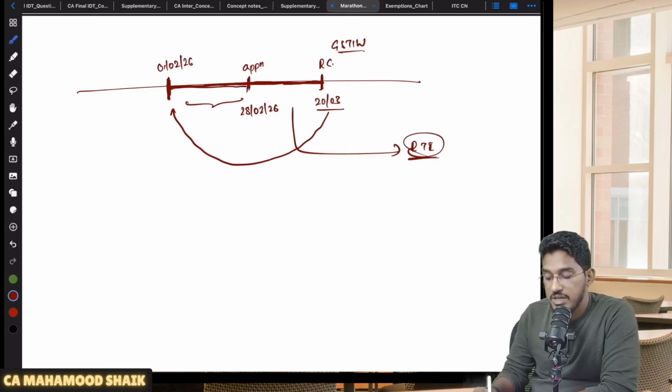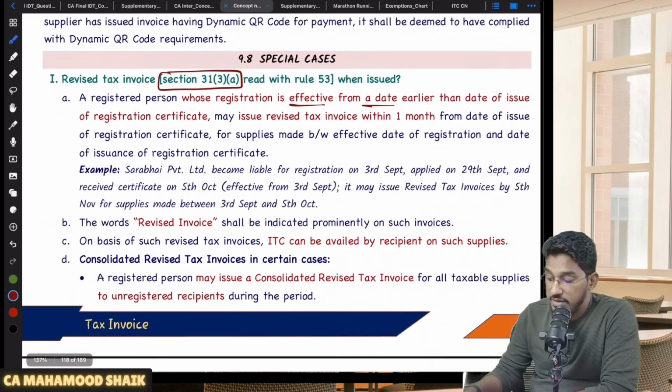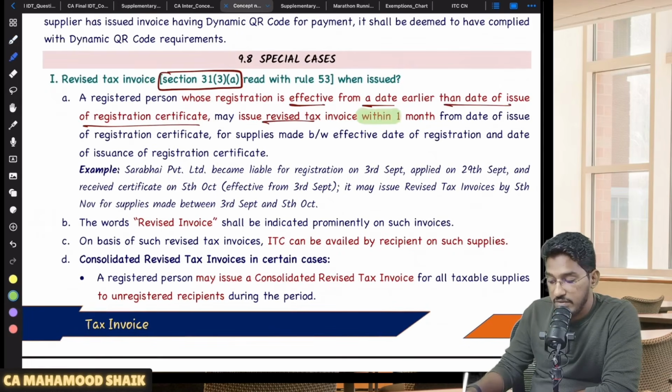In case the person has made an application after 30 days, then there is no concept of revised tax invoice. Understood? Clear and comfortable? So that's what they try to say here. A person whose registration is effective from a date earlier than the date of issuance of the registration certificate can issue a revised tax invoice. And what is the time limit within which the revised tax invoice is required to be given? Within 1 month from the date of issuance of the registration certificate.